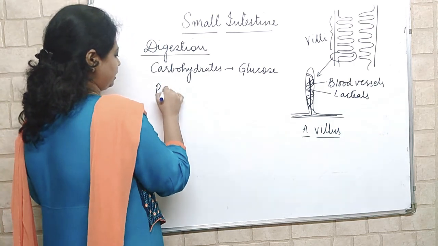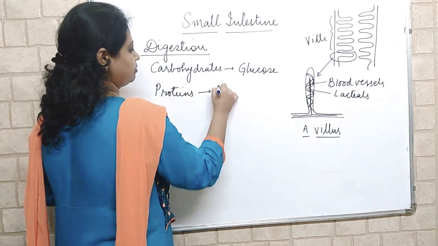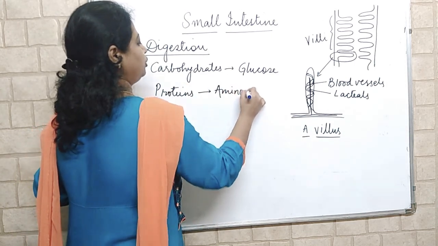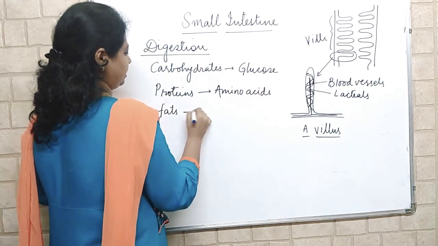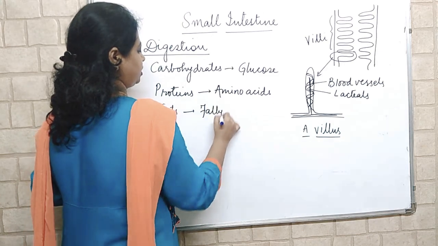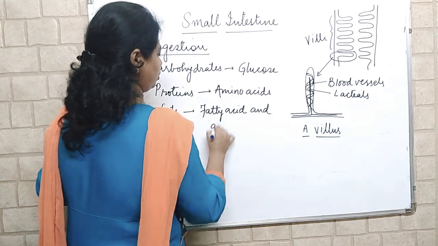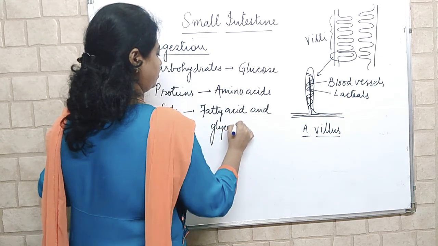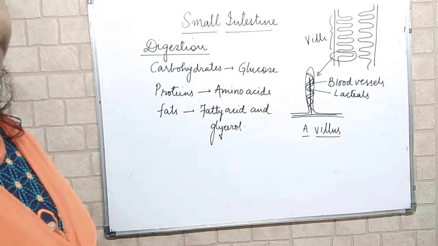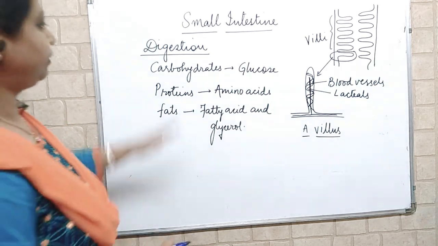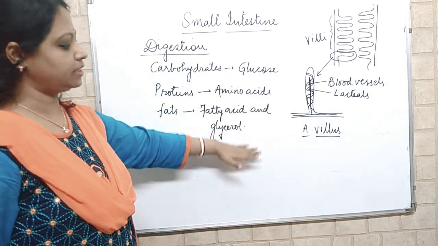Next is proteins. After complete digestion of proteins, we will get amino acids, and from fats we will get fatty acids and glycerol. So these are the end products of the food which we all are eating. Carbohydrates will form glucose, proteins will form amino acids, and fats will form fatty acids and glycerol.